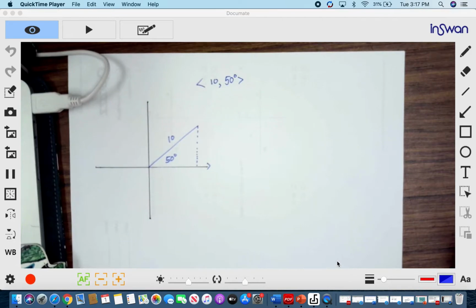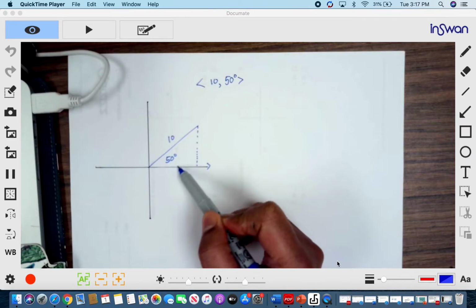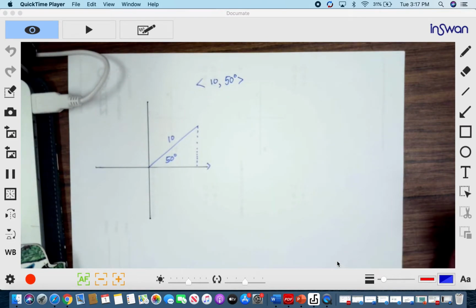Polar form that is 10 and 50 degrees. So I would like to make a component analysis of this vector. The magnitude of the vector is 10 and the angle it makes with the positive x-axis is 50 degrees. All angles here are in standard position.